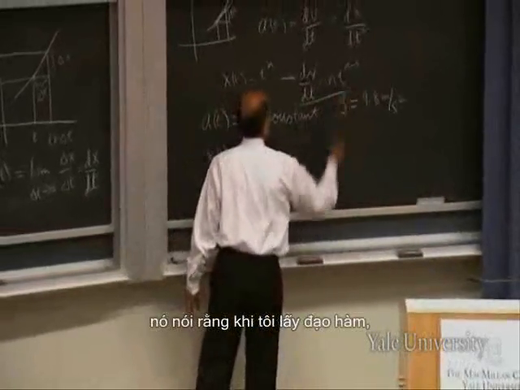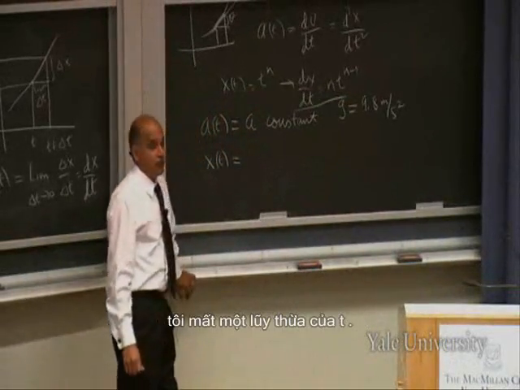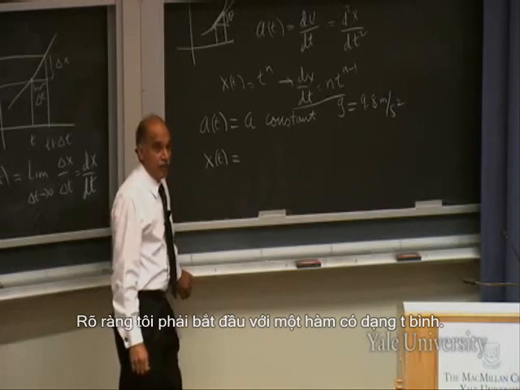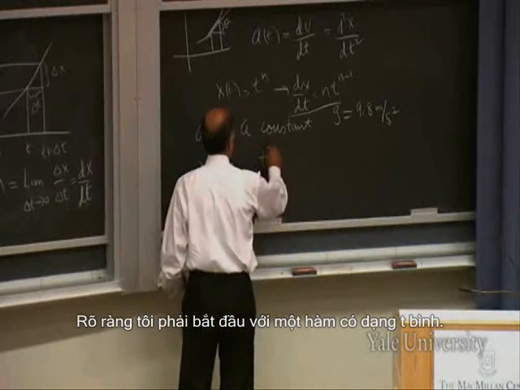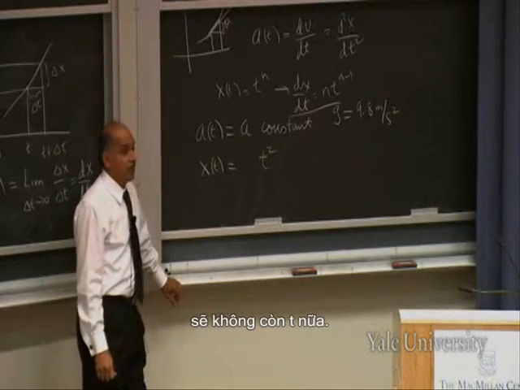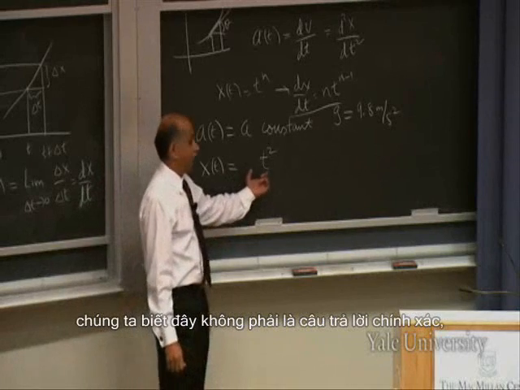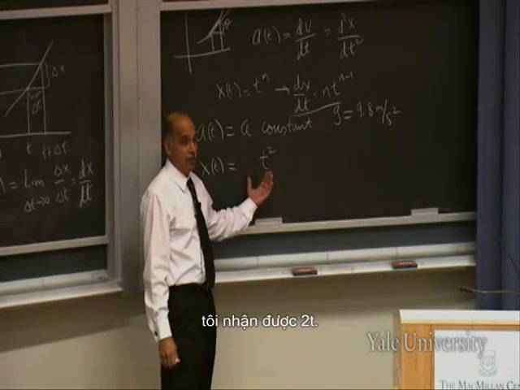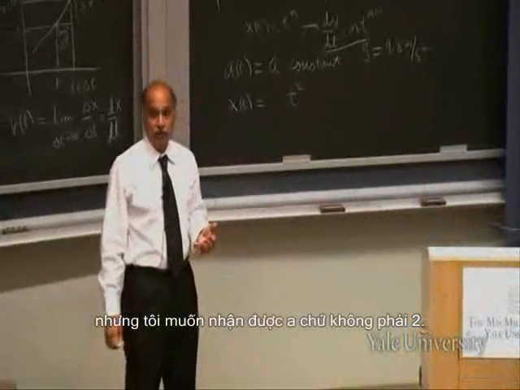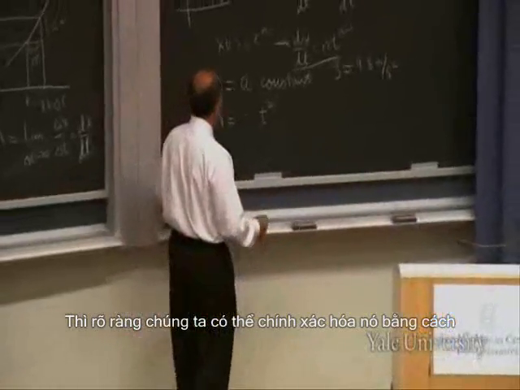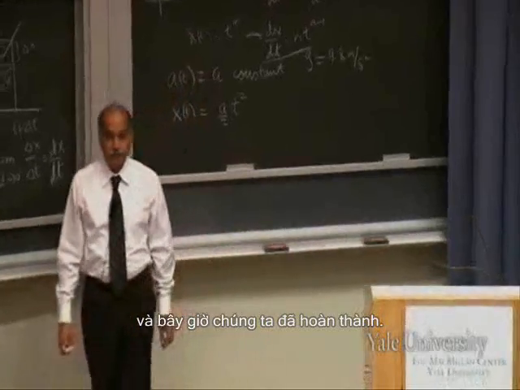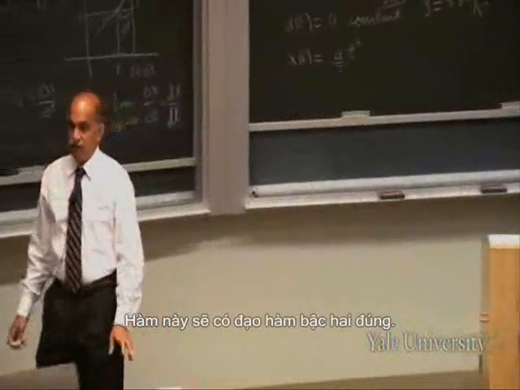I wrote somewhere here this result, which says that when I take a derivative, I lose a power of t. In the end, I don't want any powers of t. So it's very clear I've got to start with a function that looks like t squared. This way, when I take two derivatives, there'll be no t left. But unfortunately, we know this is not the right answer, because if I take the first derivative, I get 2t. When I take the second derivative, I get 2. But I want to get a and not 2. Then it's very clear the way you patch that up is you multiply it by this constant, and now we are all set. This function will have the right second derivative.